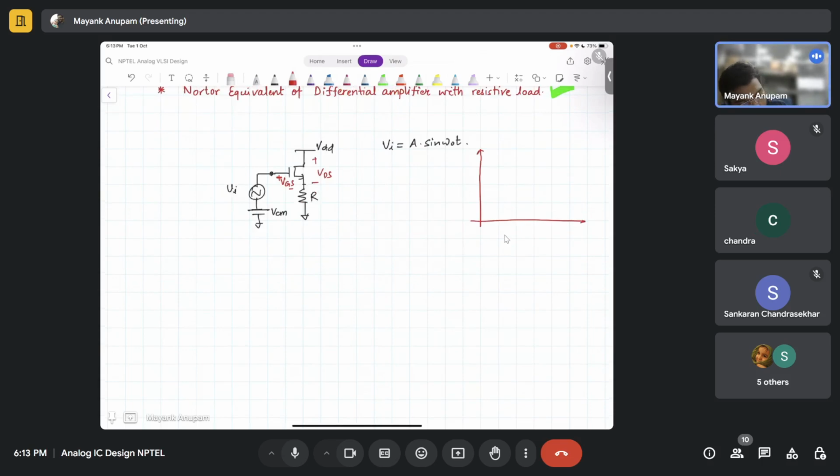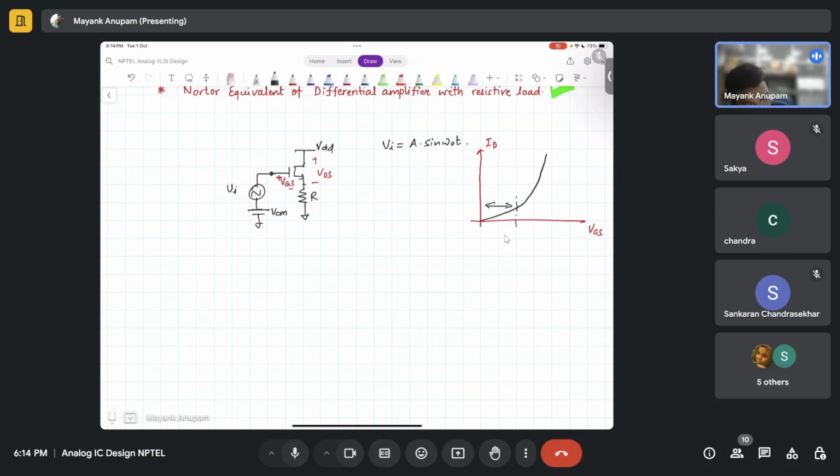So let's say this is your ID versus VGS. In this graph, you know that it follows square law only in this region, the saturation region. Beyond that it becomes slightly different, it is actually in this manner, linear for the first few till the knee point.